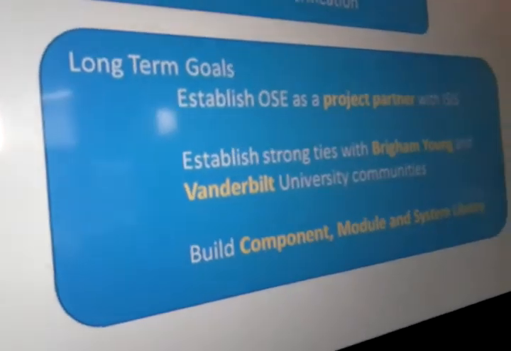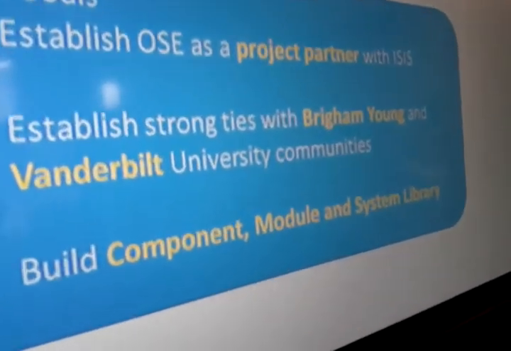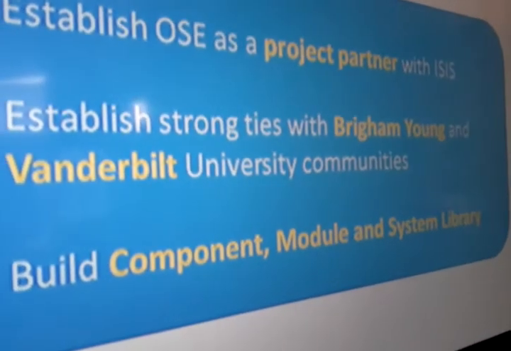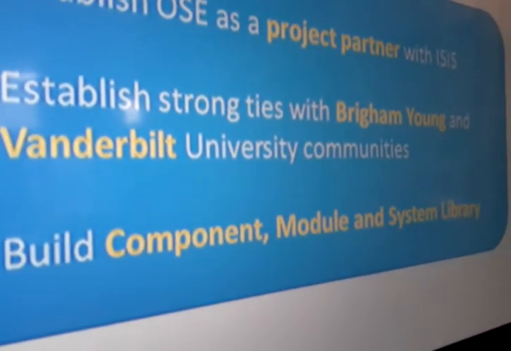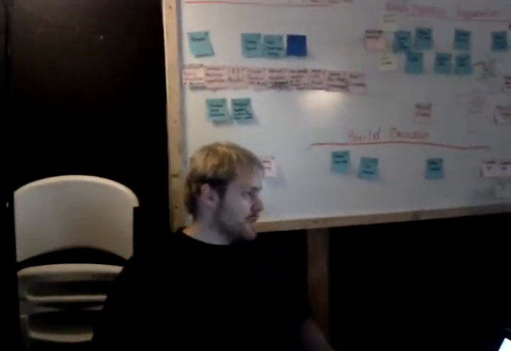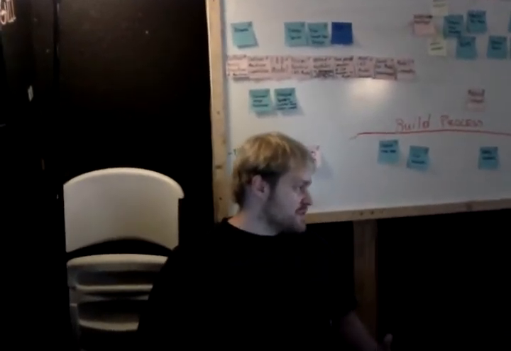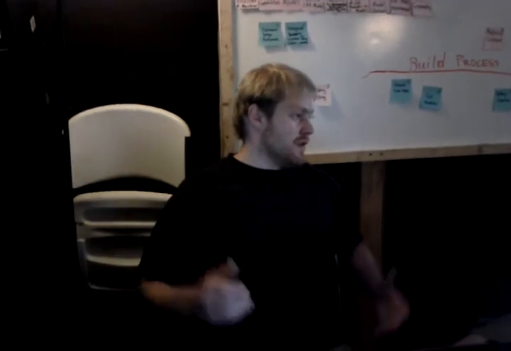We also want to develop a relationship between the universities, Vanderbilt and Brigham Young here, and just flesh out that component module system library. Because as you decide you need more components, we can gradually add those. The library becomes more usable, more people want to use it because it's more useful, and then the whole thing can grow. And as more people are interested, they'll start adding components as well, and then you don't have to do all the work. Other people are collaborating with it as well.